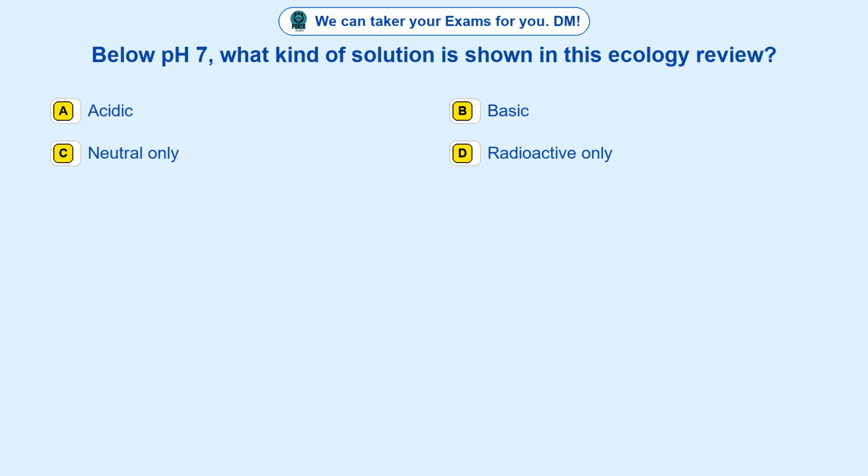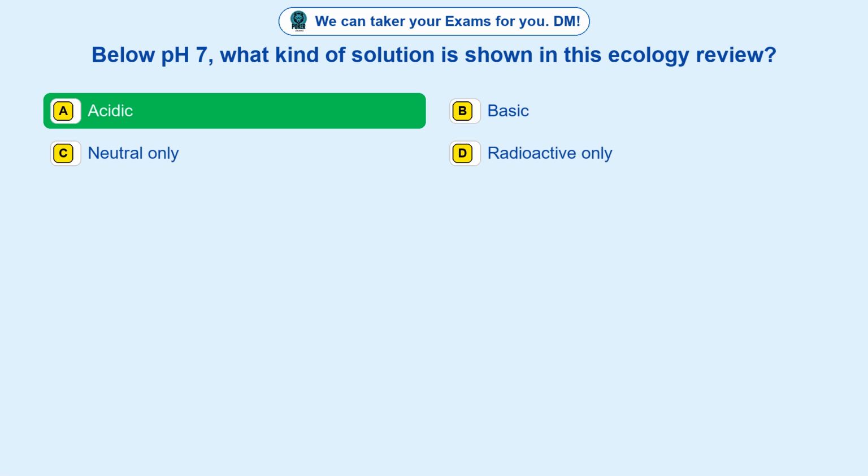Question 35. Below pH 7, what kind of solution is shown in this ecology review? Option A, acidic. Option B, basic. Option C, neutral only. Option D, radioactive only. The correct answer is option A.